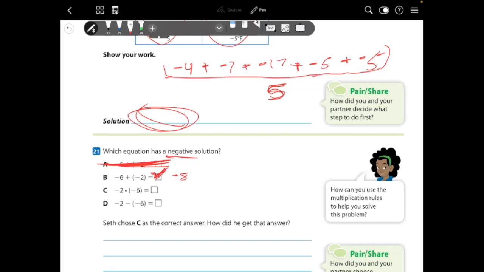Now, is a negative number times a negative number a negative solution? Well, if a bad thing happens to a bad person, that's good. So this doesn't work.